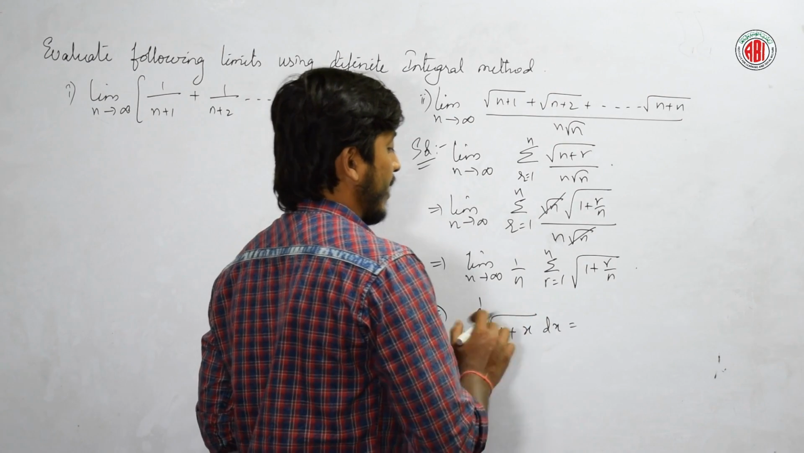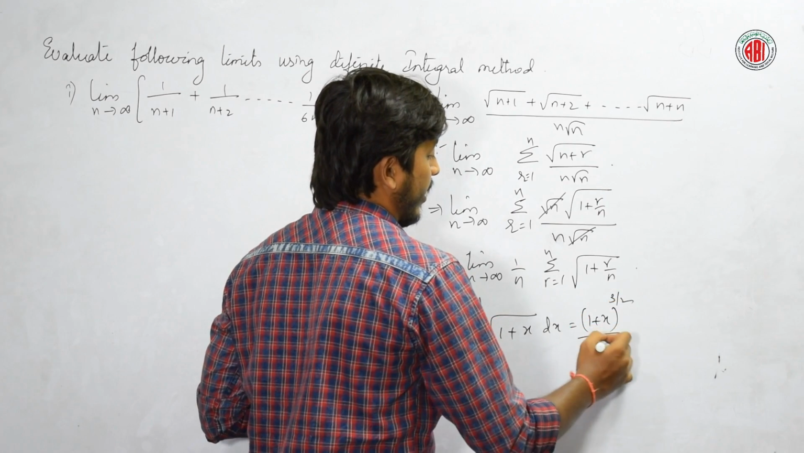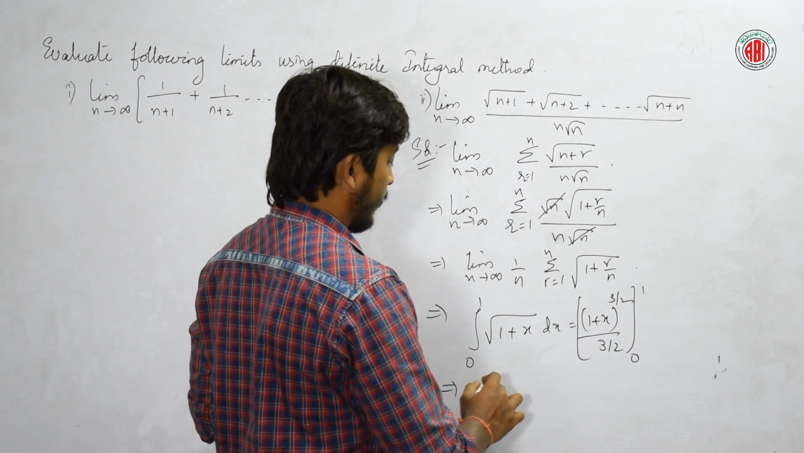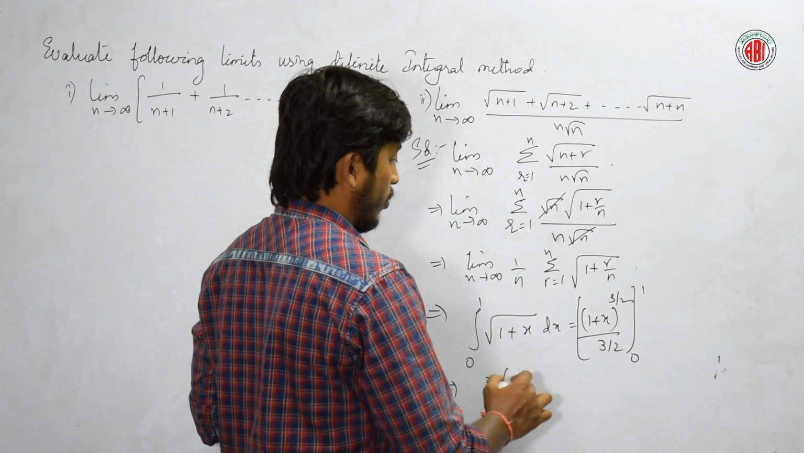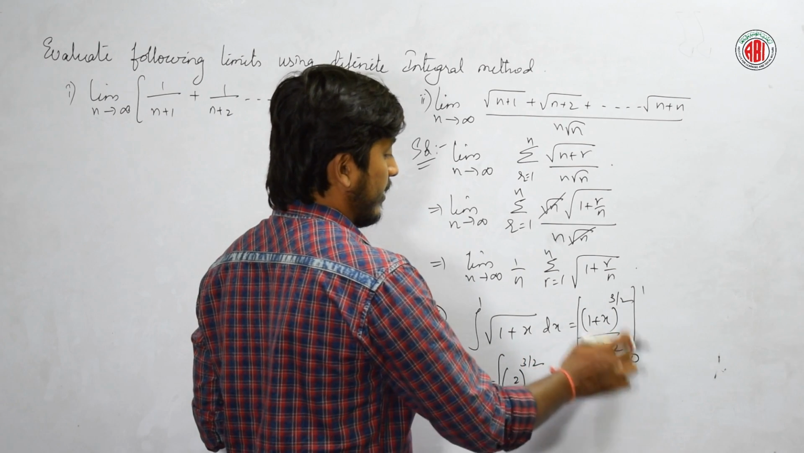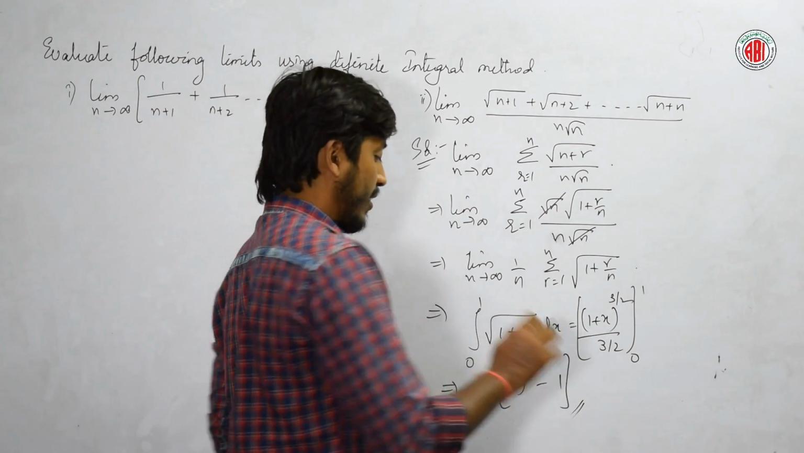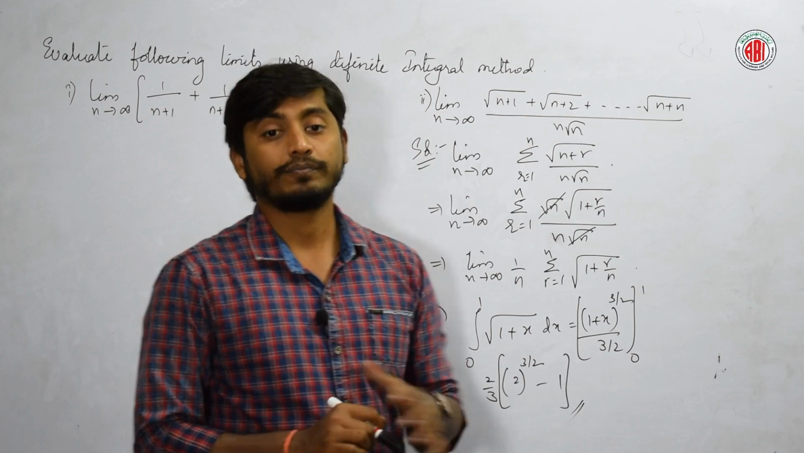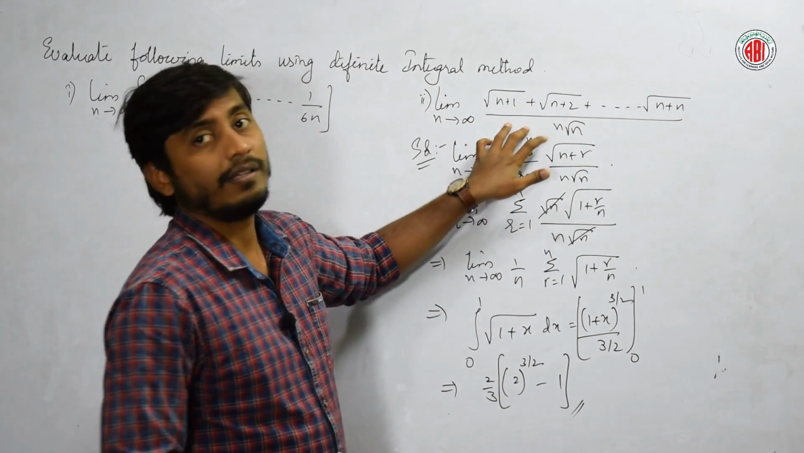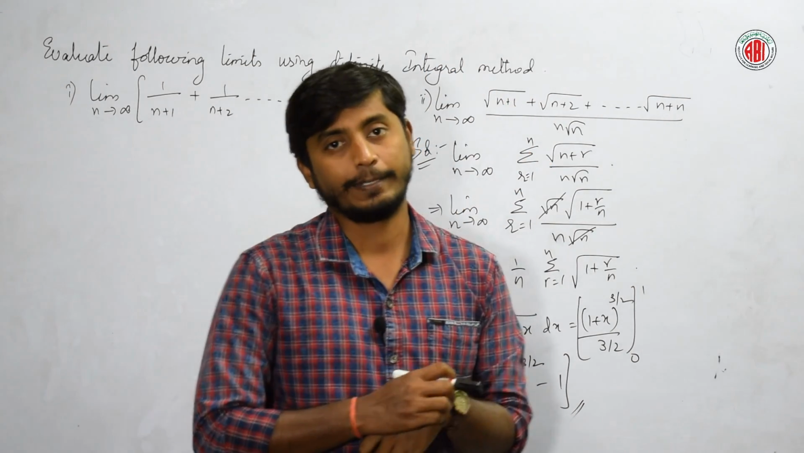So, what is the integration of root 1 plus x? The integration of root x is x power 3 by 2 by 3 by 2, from 0 to 1. So, let us directly substitute it. 2 by 3 into 1 plus 1, that is 2 power 3 by 2, minus, if I substitute 0, I will get 1. This is the answer. If you want to simplify, you can, or else it is fine. Clear? Did you understand? This is how we are going to solve a limit of a sum by using this integration method.